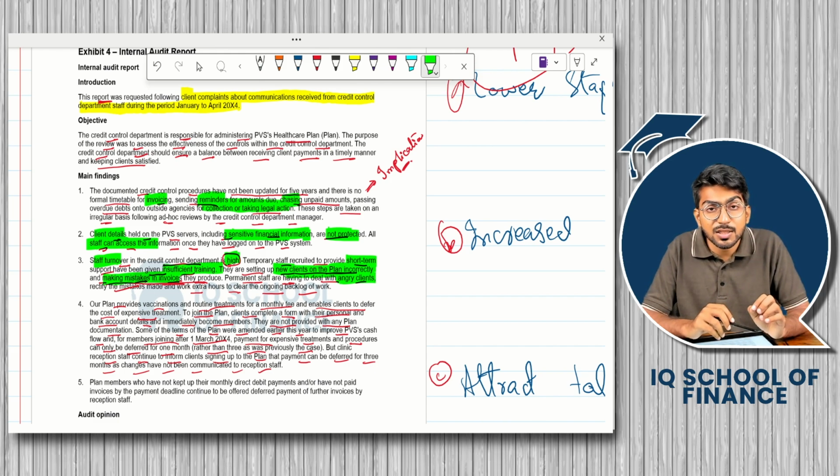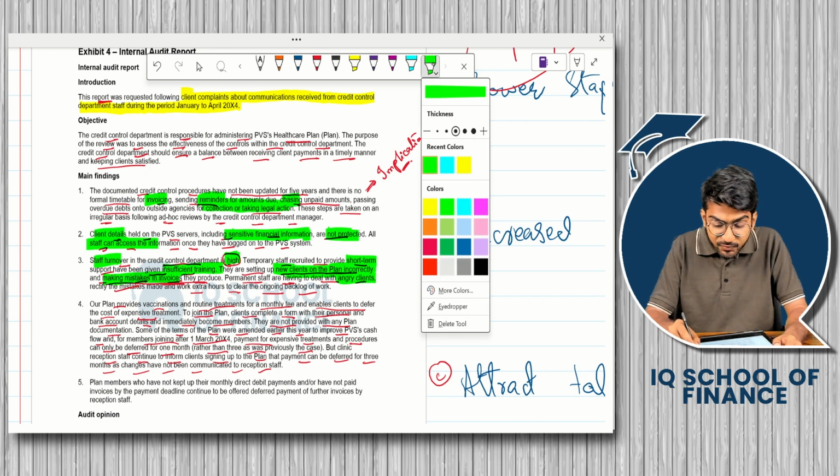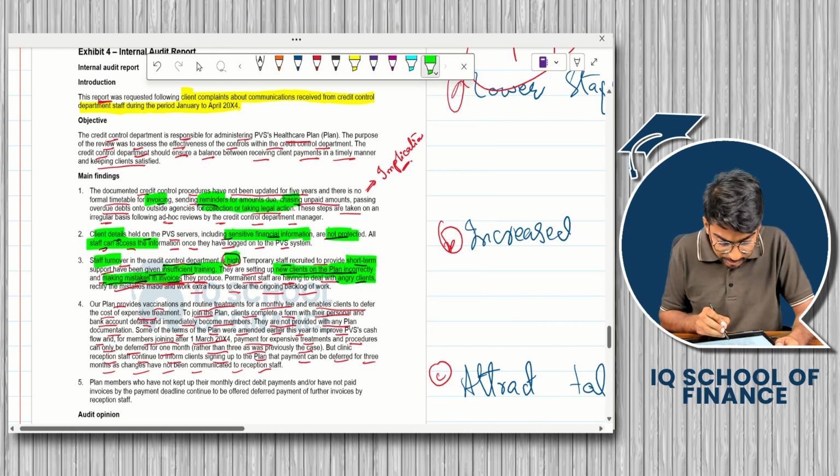But the receptionist is not aware of the thing because it was not communicated to the receptionist. That is why the receptionist is still communicating to the clients that the payment can be made in 3 months. So this is the issue. Let me highlight a few points for our notice.